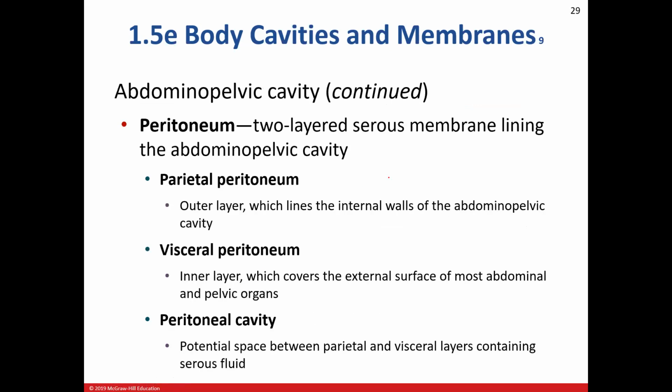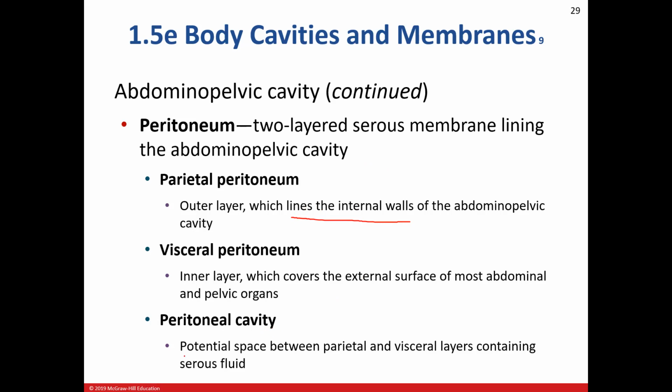Then we have our abdominopelvic cavity. When we're discussing the membranes, the name of the serous membrane is the peritoneum. Same sort of concept here. The layer that covers the organs is known as the visceral peritoneum. And the layer that lines the internal walls of the abdominopelvic cavity is the parietal peritoneum. And in between those two layers is the peritoneal cavity.